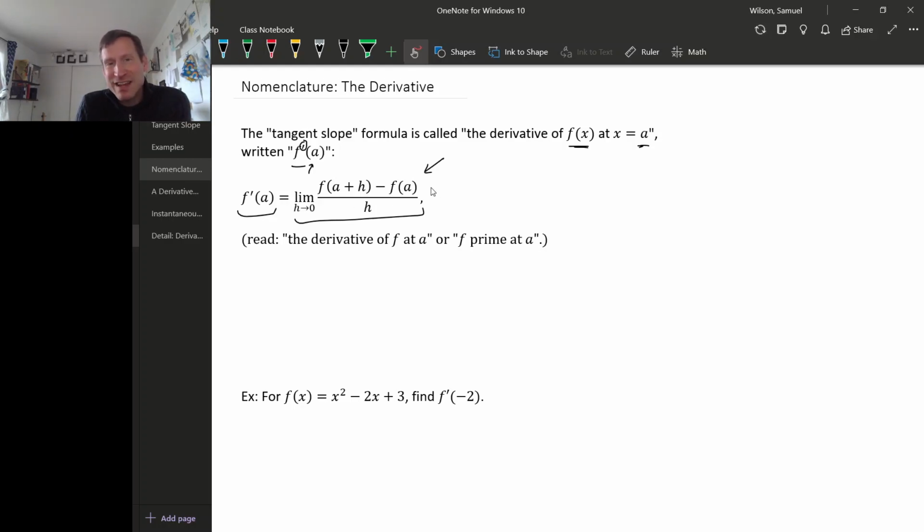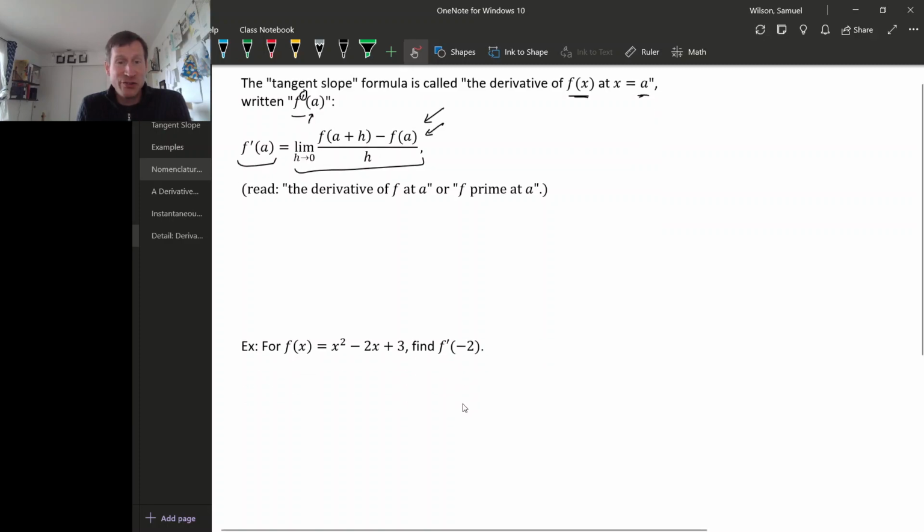But this is just the same formula as for the slope of a tangent line at a. So it's not a different formula, it's just a different name for it, really. So for example, if we have this function x squared minus 2x plus 3, let's find f prime of minus 2.